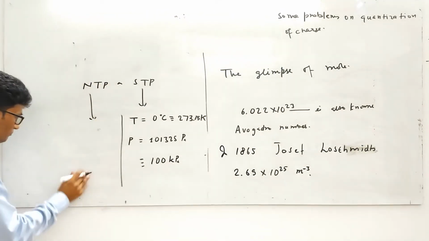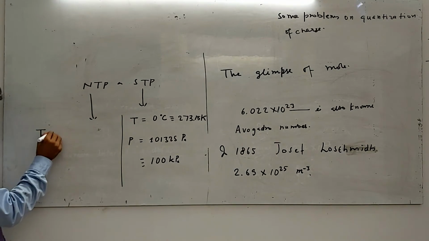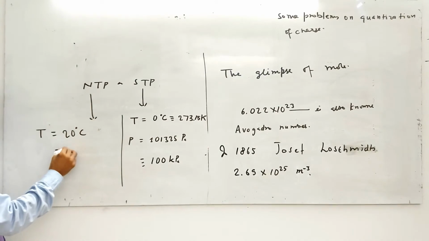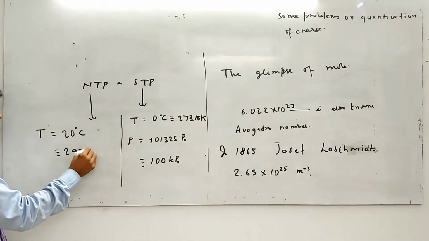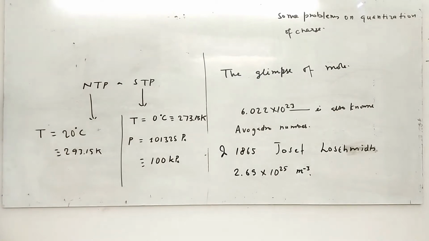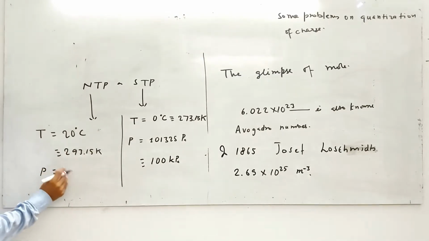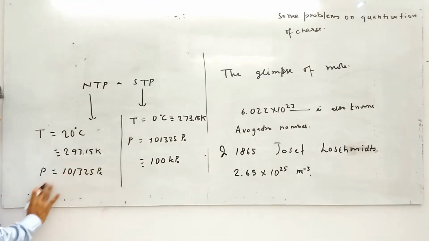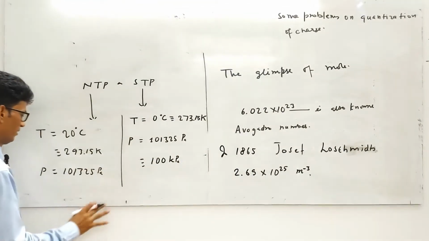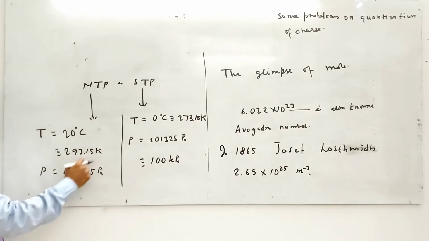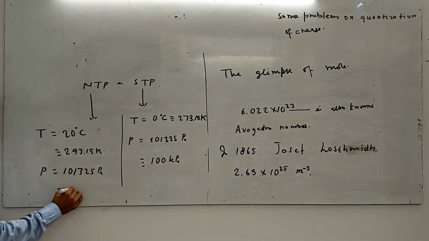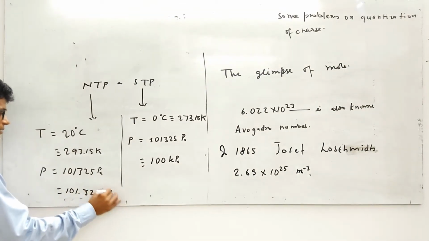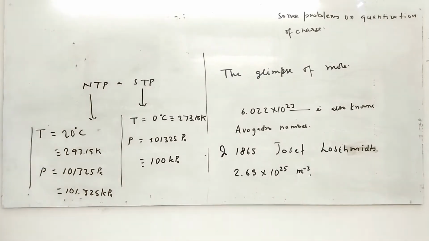Normal temperature. Again, temperature is taken as 20 degrees Celsius. So in the Kelvin scale, it is 293.15 Kelvin. Pressure is same, 101,325 Pascal, and there is no change and no such thing like 100 kilopascal. Here it is 101.325 kilopascal. You may write like this also, 101.325 kilopascal.